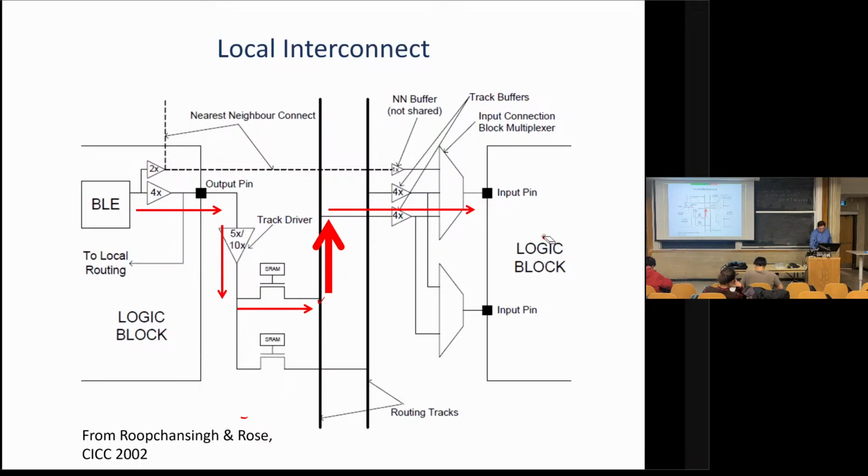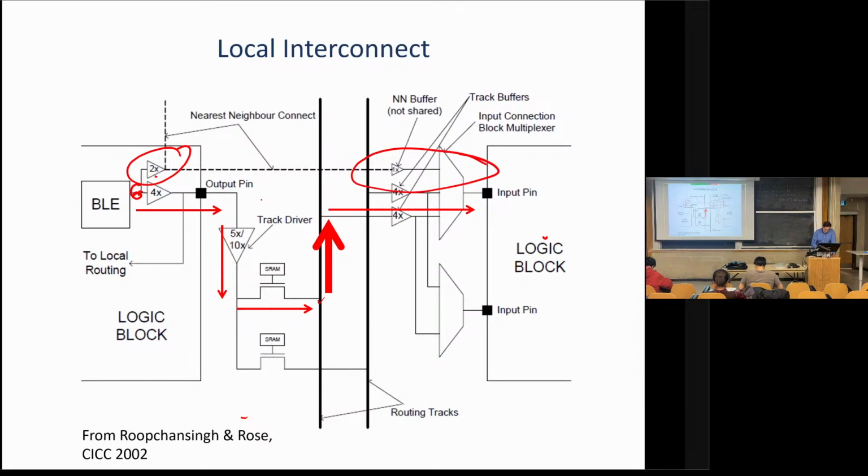So this one's really close. Maybe I can get there faster. And what they did is they said, sure, let's put an extra connection in. So they took the same signal from the output of the LUT. They put it through a smaller buffer, going, okay, this is a lightly loaded signal. And they sent it straight into the connection block mux of the logic block next to it.